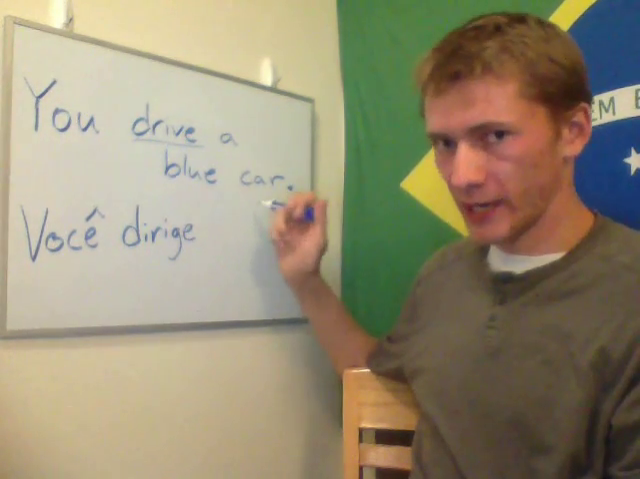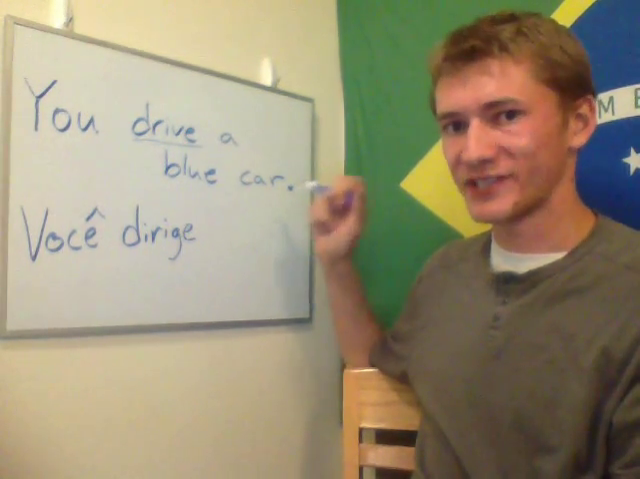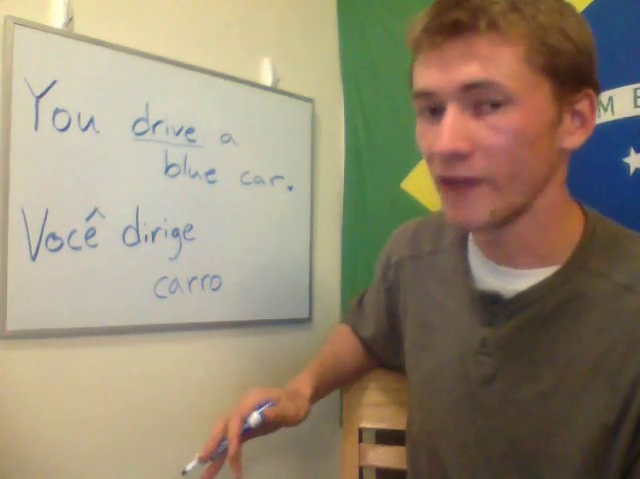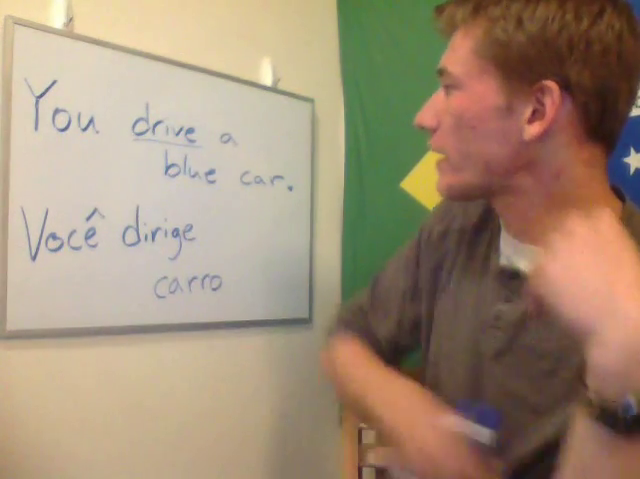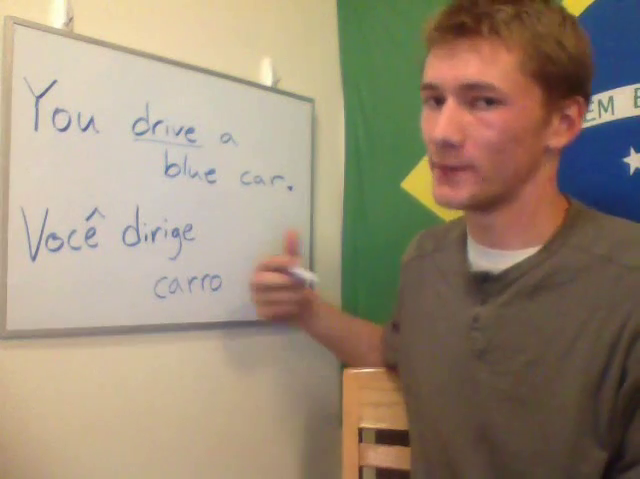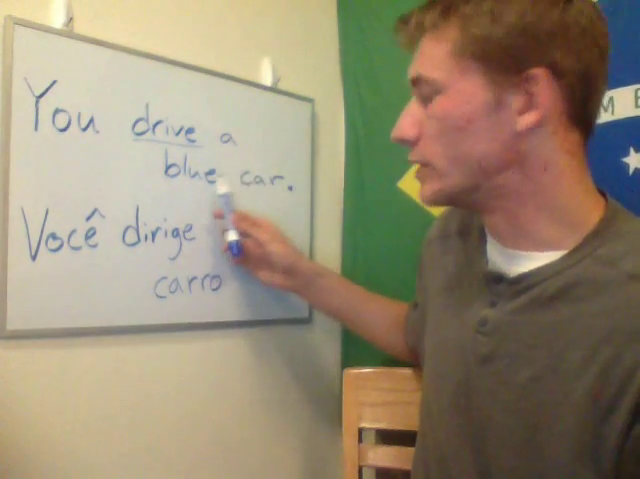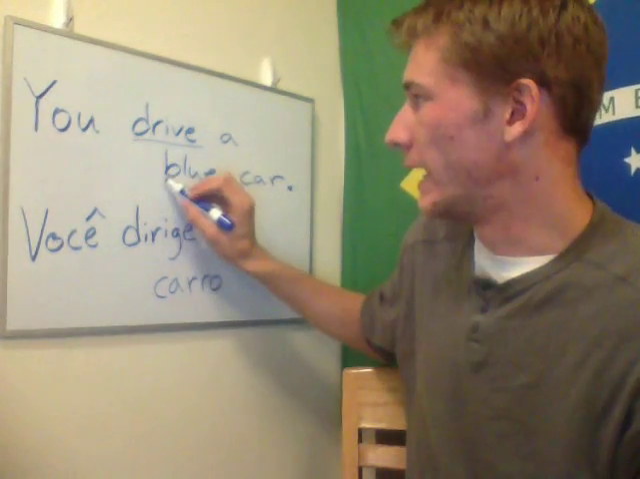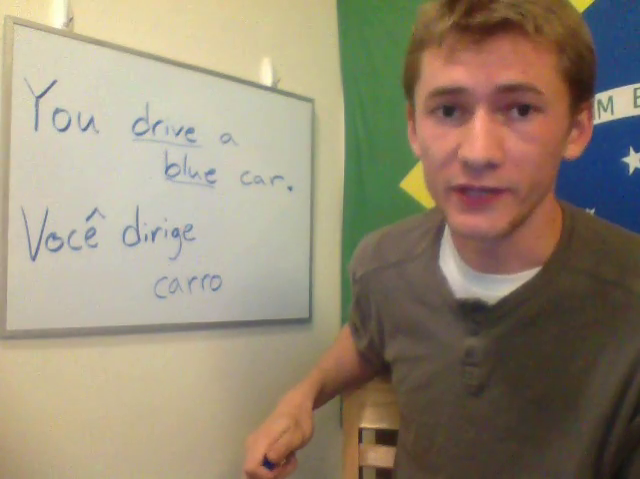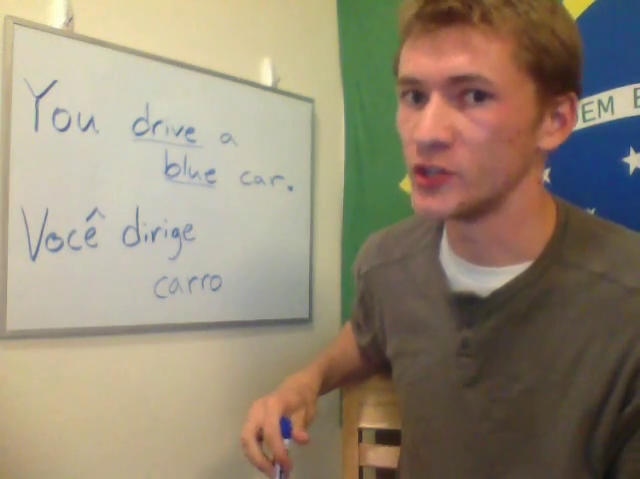Let's start with the noun. Car, as we learned before, is carro. Now we don't just have any regular car. We have a blue car. We have an adjective. And if you remember correctly, the adjective in English comes before the noun, but in Portuguese it comes after. So instead of saying "blue car," we say "car blue." Now blue, well, we didn't really talk about that color either, so you have to talk to a native or look in a dictionary, and it means azul.